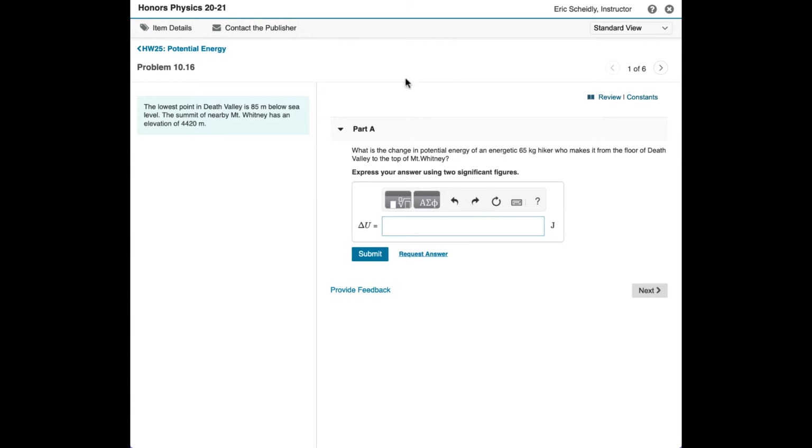So here we are, problem one. The lowest point in Death Valley is 85 meters below sea level. Now, below sea level, I'm immediately thinking of that as a negative height. The summit of nearby Mount Whitney has an elevation of 4,420 meters. What is the change in the potential energy of an energetic, they'd have to be, 65 kilogram hiker who makes it from the floor of Death Valley to the top of Mount Whitney?